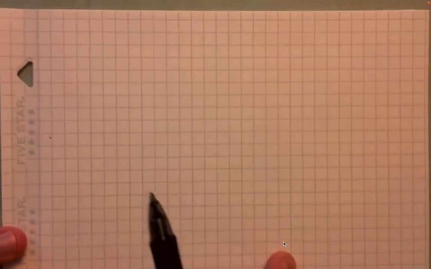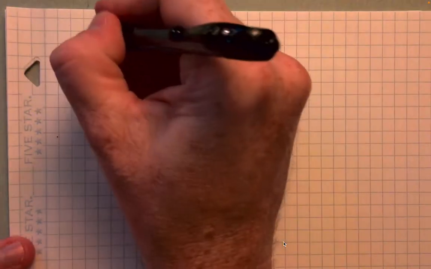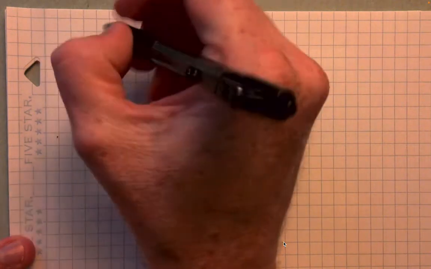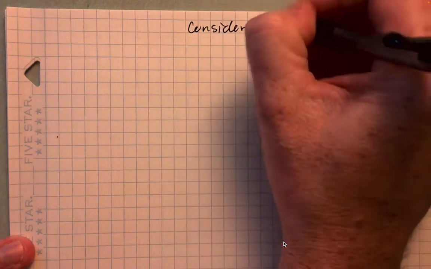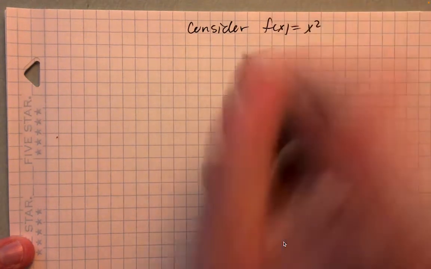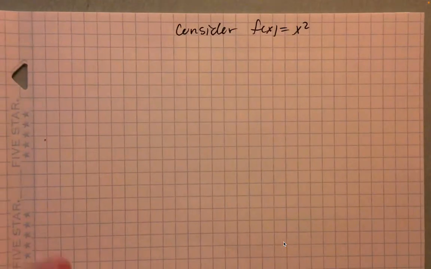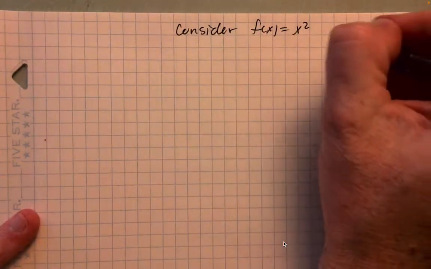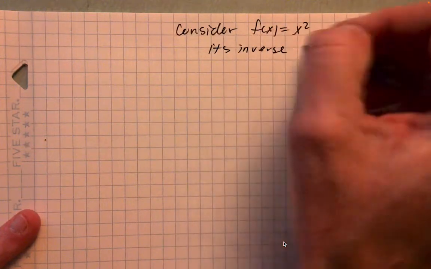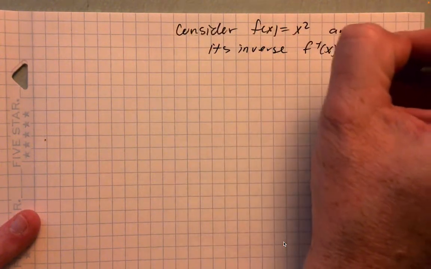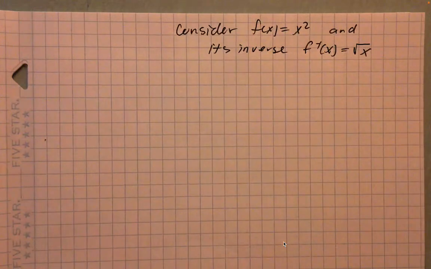Let's take another example, one that's possibly a little clearer. We'll actually look at a graph and everything here. So let's consider the function f of x equals x squared. Okay, this is a function that everyone has seen, and its inverse, f inverse of x equals square root of x. Okay, we're just taking the positive side. Okay, so let's graph it.